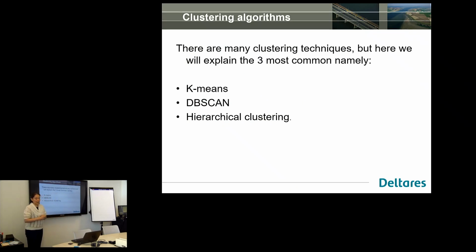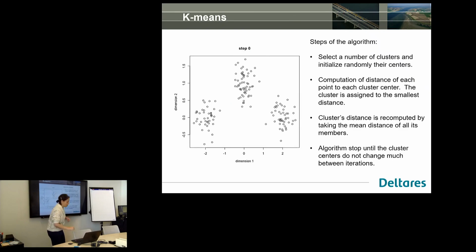As in supervised learning, we have a zoo of models. Neural networks is one of them. In clustering also we have a lot of different methods. Here I'm just going to explain the three most common ones. And of course they have some advantages and disadvantages. So let's first start with k-means.